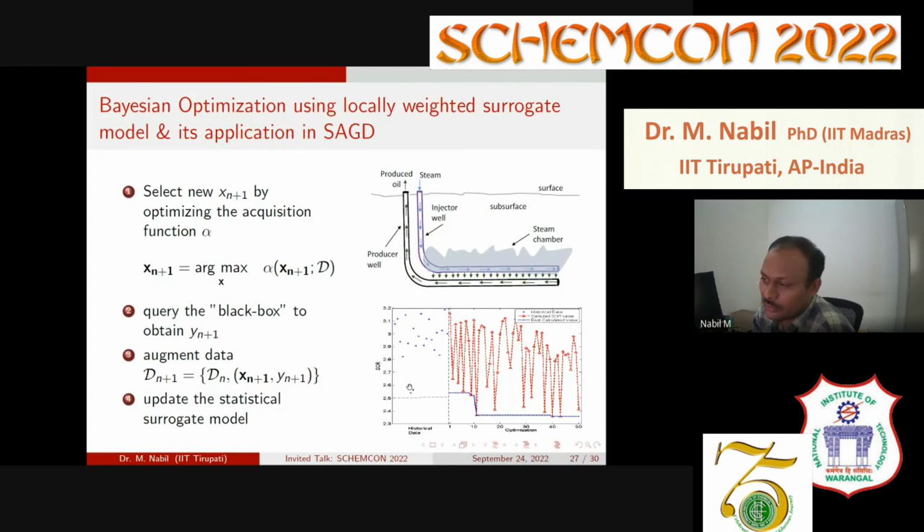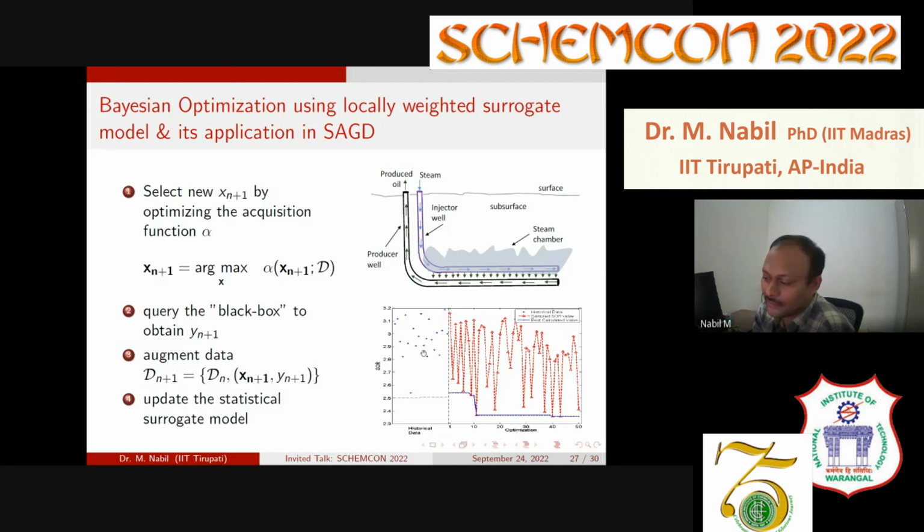So initially you give some historical data to get this steam to oil ratio, and you develop a model. The model will be changing over the period of time. With the current data, with the existing data, you develop a model. That model, we call it a surrogate model.